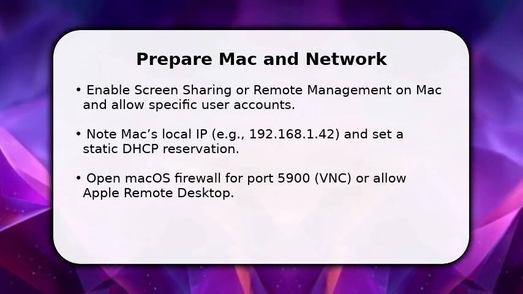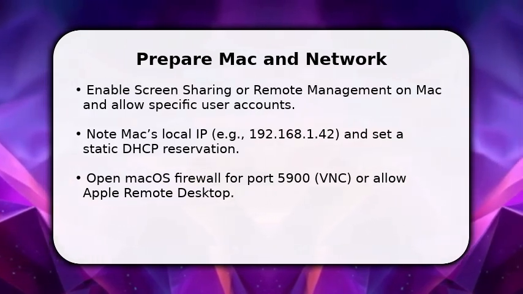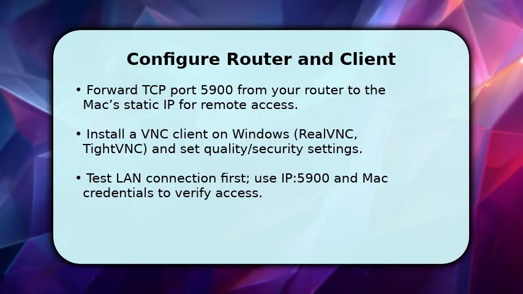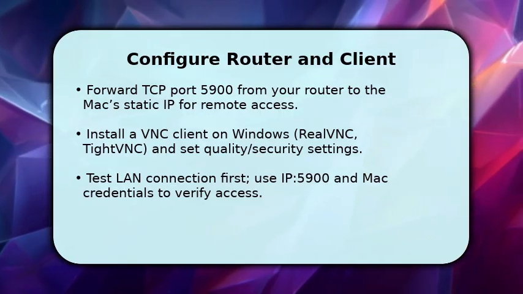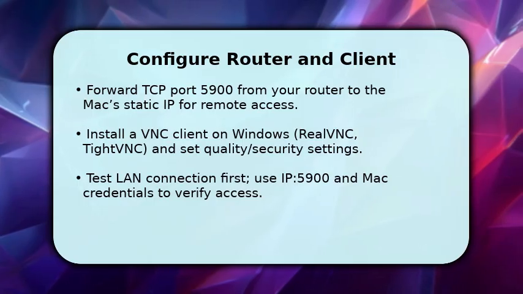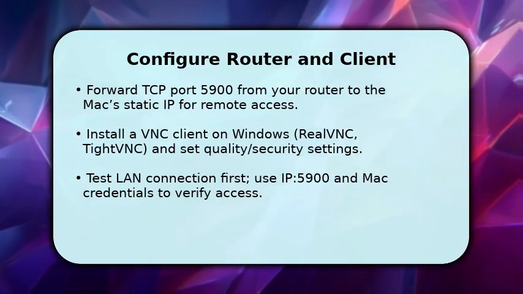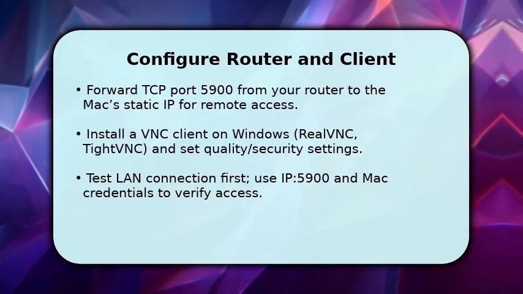Next, configure your network and Windows client. On the router, forward TCP 5900 to the Mac's reserved IP so external Windows machines can reach screen sharing. For security, prefer VPN instead of direct forwarding.